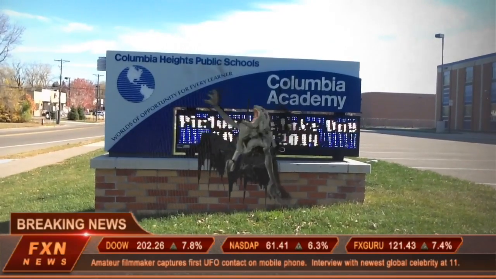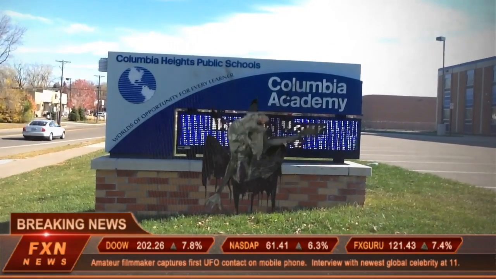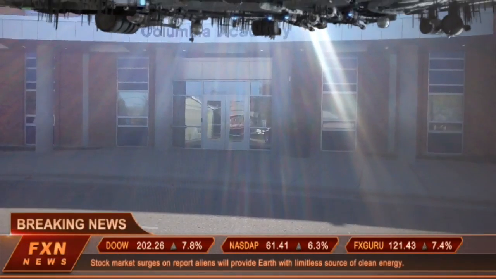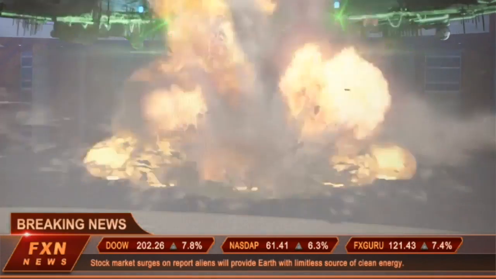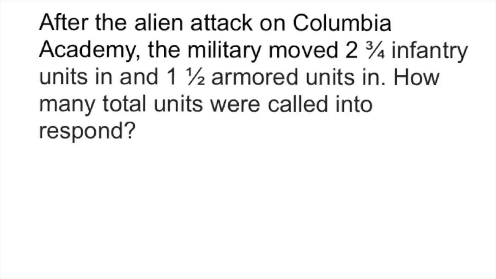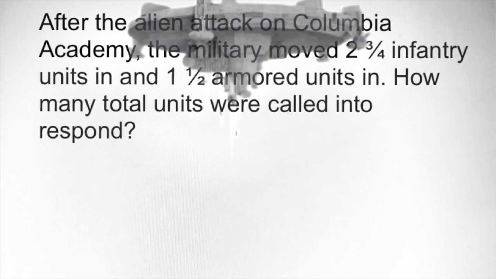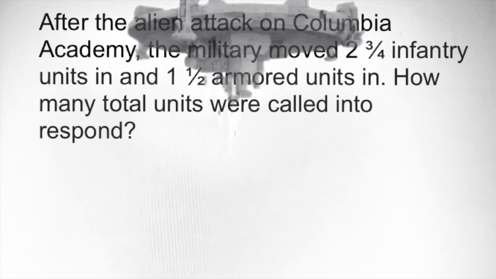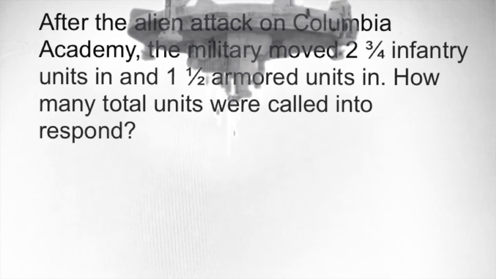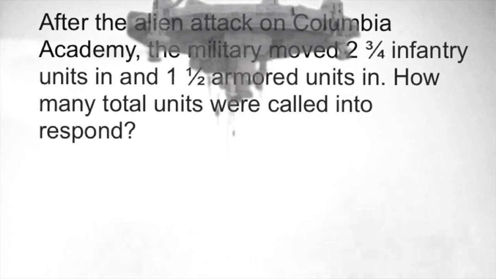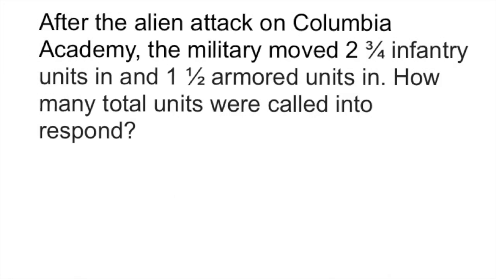This just in, Columbia Academy in Columbia Heights has just been attacked by aliens. After the alien attack on Columbia Academy, the military moved 2 3/4 infantry units in and 1.5 armored units in. How many total units were called in to respond?